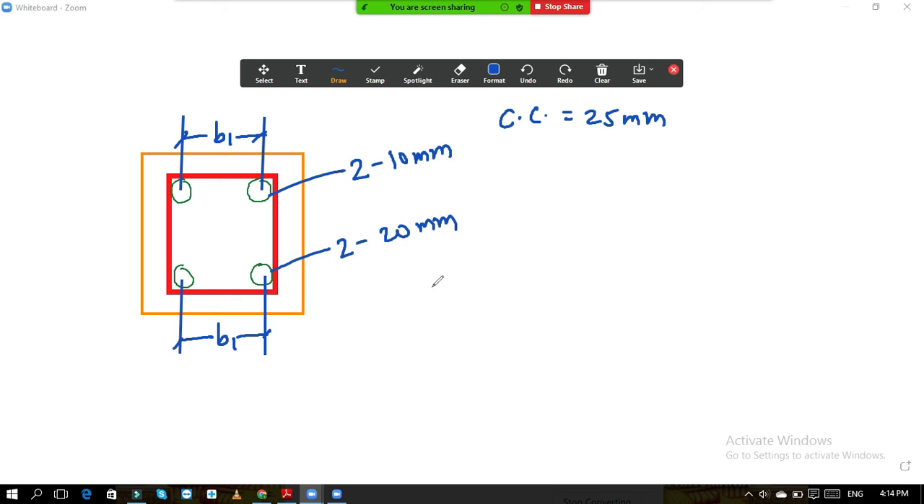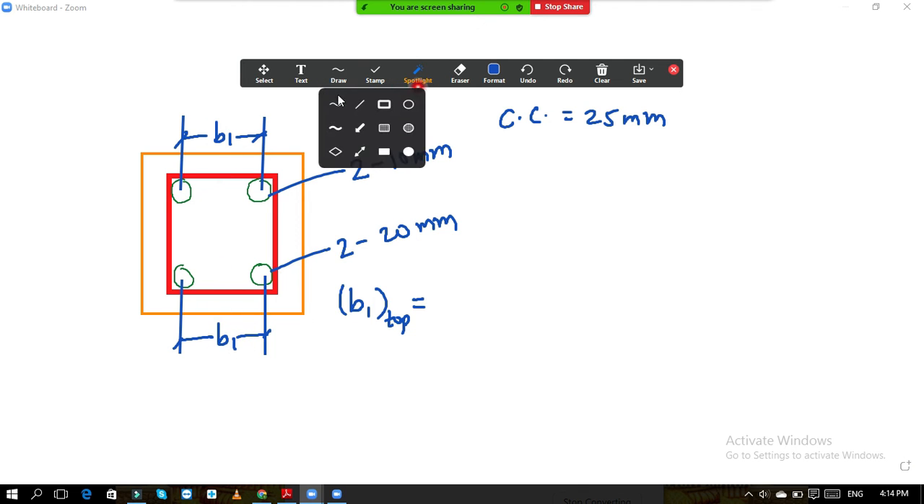So now what to take? Now suppose if I calculate both the B1, then what do I get? B1 at top now. What is the value of B1 at top? Then I should consider whatever is there at the top. Okay, suppose this is our B1 at top and this is our B1 at bottom. We will find out both the values and then I will tell you which is to take.